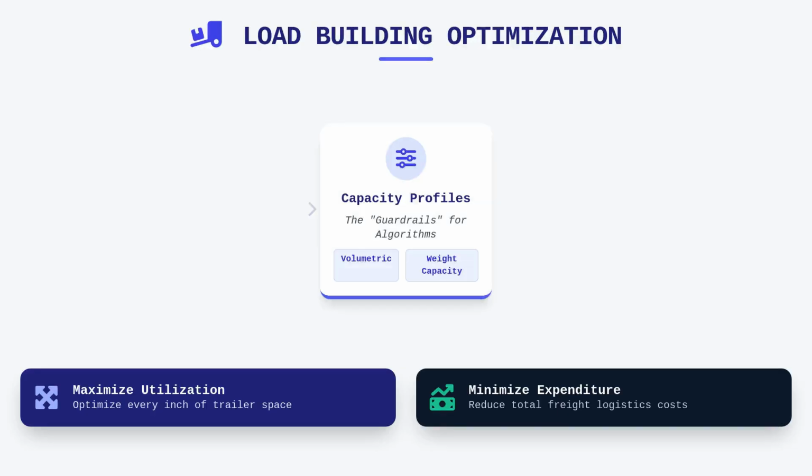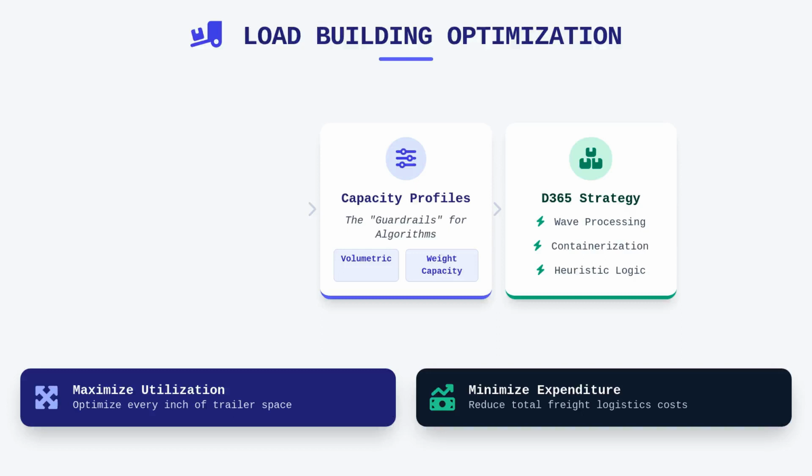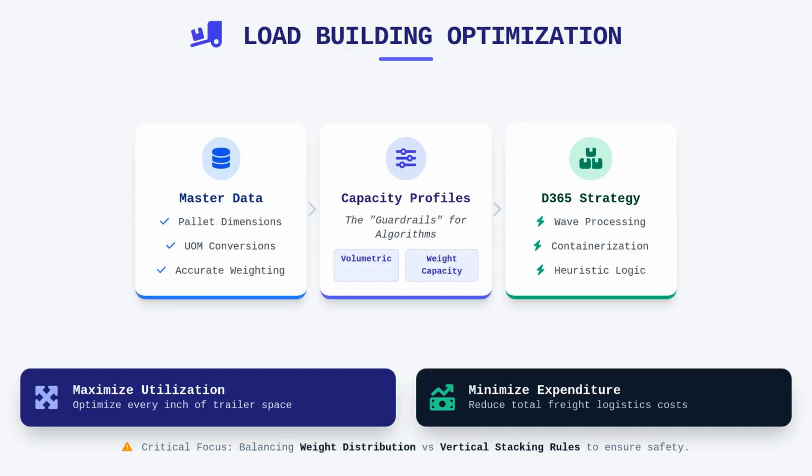These profiles act as the constraints for your heuristic algorithms, ensuring that the software understands the physical limitations of the equipment being loaded. Without accurate definition of these profiles, the system cannot intelligently propose containerization strategies during the wave processing phase of your operations. You are essentially teaching the system how to balance weight distribution against vertical stacking rules to prevent damage and ensure safe transport. This requires a disciplined approach to master data management, particularly regarding pallet dimensions and product unit of measure conversions.